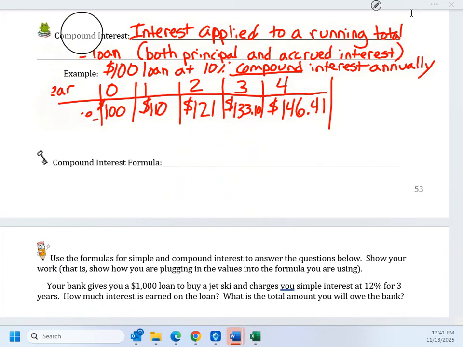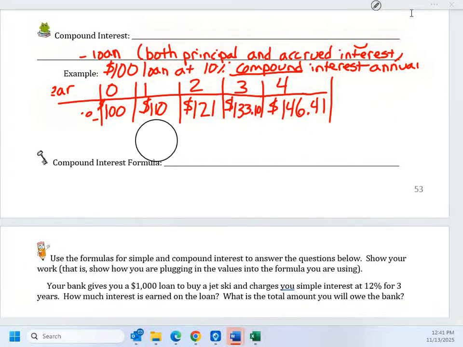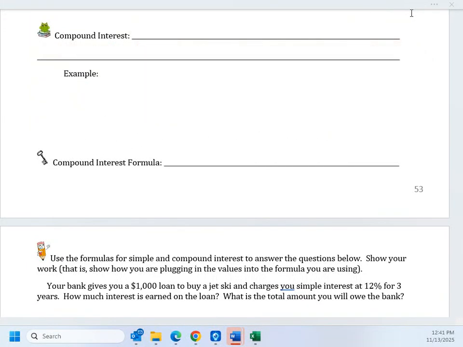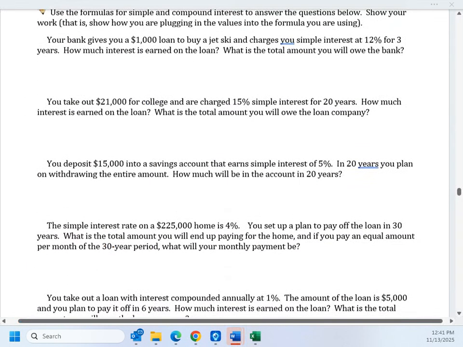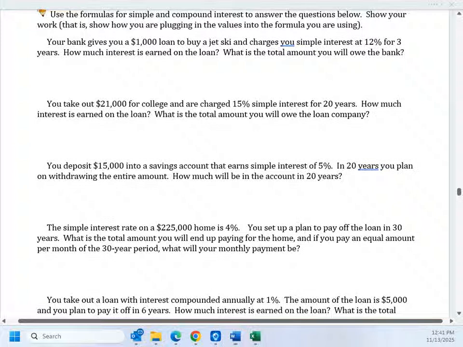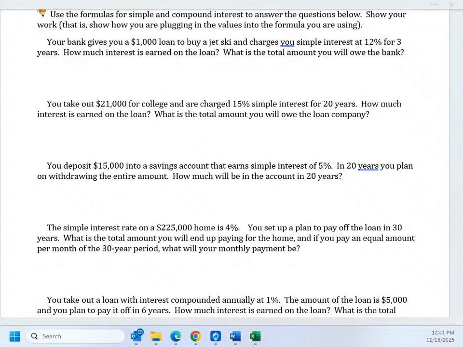The important thing is to remember how to put it into your calculator. So let's look at our second page. Use the formulas for simple and compound interest to answer the questions below. Show your work. That is, show how you are plugging in the values into the formula you are using. So write out the calculation, and then make sure what you put into your calculator looks exactly like it.